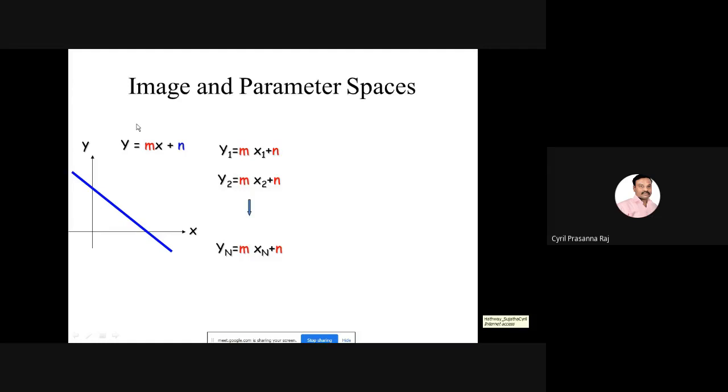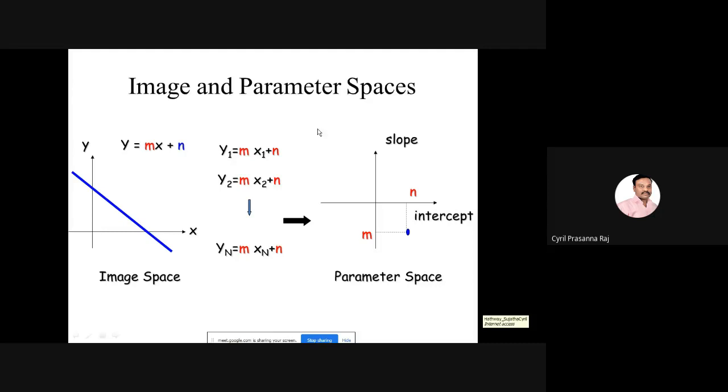In this figure, the left hand side we call the image space, and the right hand side we call the parameter space. In the parameter space, the x and y axes are replaced by n and m. So we have the intercept axis and the slope axis. With regard to the intercept axis and slope axis, we will now represent the points available in this straight line. So we call this the parameter space and we call this the image space.